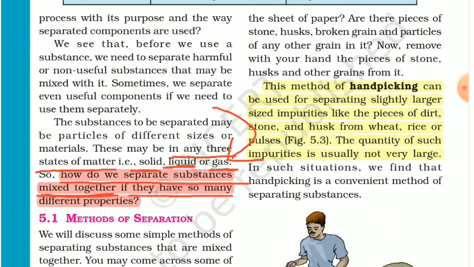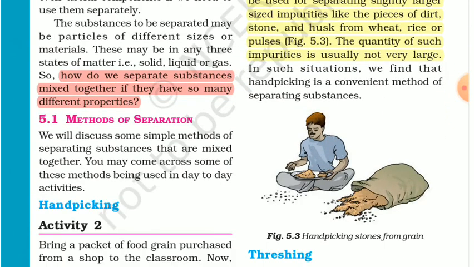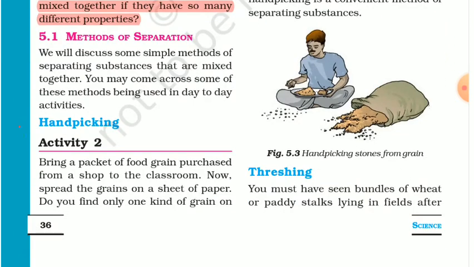They have so many different properties. If they have so many different properties, how will we separate them? So to separate them, we need some methods of separation. Now you have to know these methods of separation. So come to the first method of separation, that is hand picking.